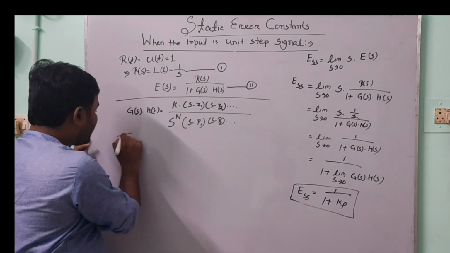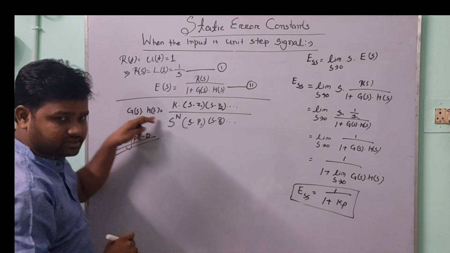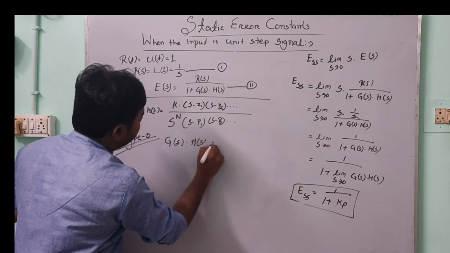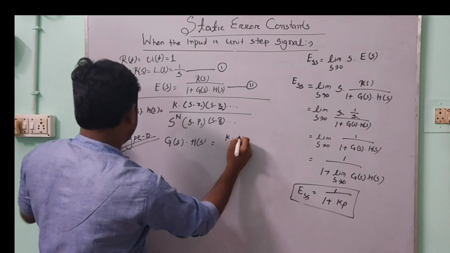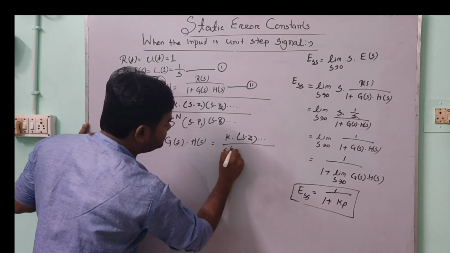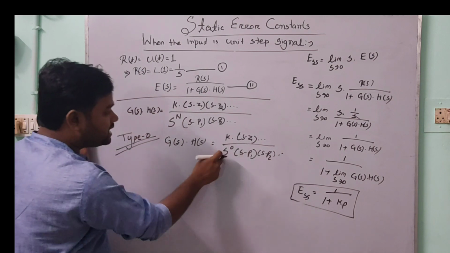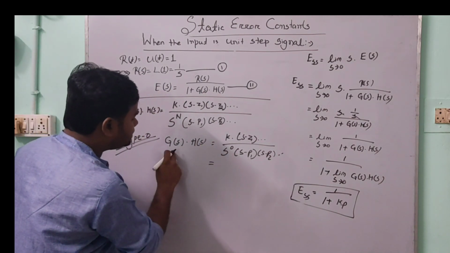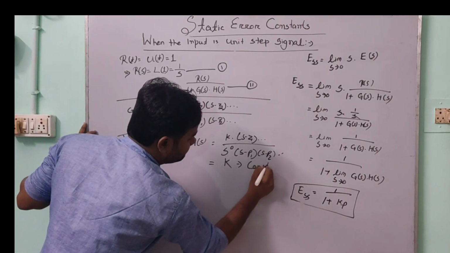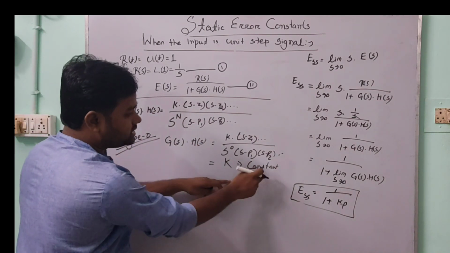If we go for a type 0 system, then G(s) into H(s) is equal to K into (s minus z1) divided by s power of 0 whole into (s minus p1) into (s minus p2). Here s power 0 means it is equal to 1. So G(s) into H(s) value will be only K, which is a constant. In a type 0 system, G(s) into H(s) is a constant.